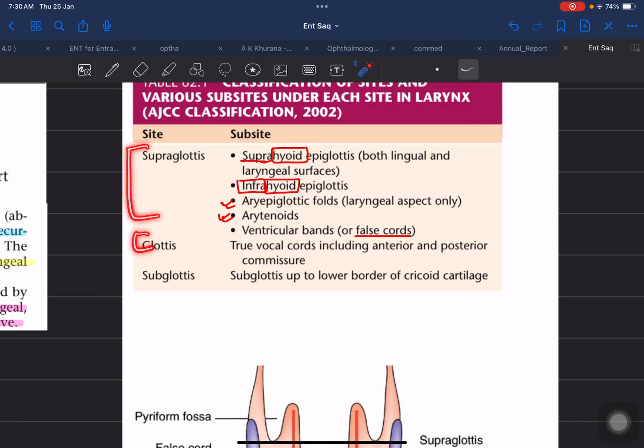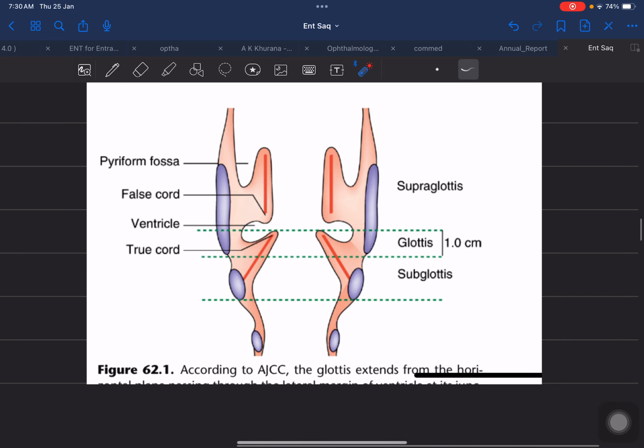So we are clear about supraglottis and glottis. In the supraglottis, what is present? Two hyoids, one suprahyoid and another infrahyoid. And then the ariepiglottic and arytenoid, and similarly the false cord, also called ventricular bands. Talking about glottis, the true vocal cord including anterior and posterior commissures, we already mentioned. And subglottis goes up to the lower border of the cricoid cartilage. That means the cricoid cartilage is present within it.